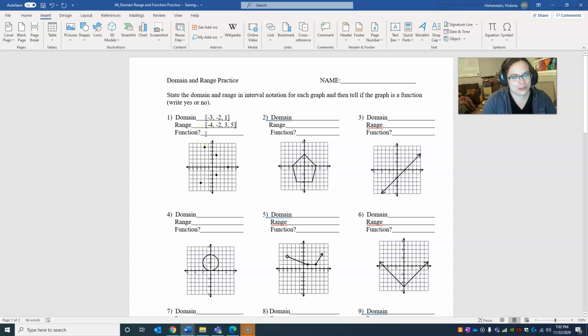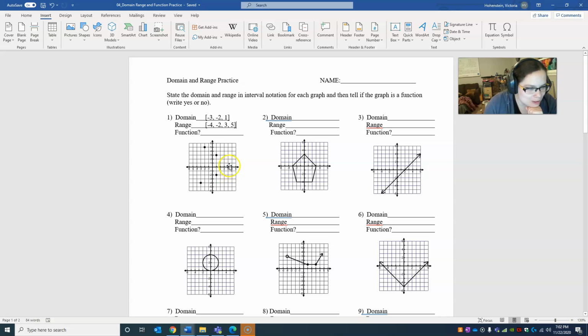The last question for number 1 is, is it a function? And to determine if something's a function or not, you need to see if it passes the straight line test. So we're looking for anywhere on this graph that one line can go through multiple points. If we can find it, it's not a function.